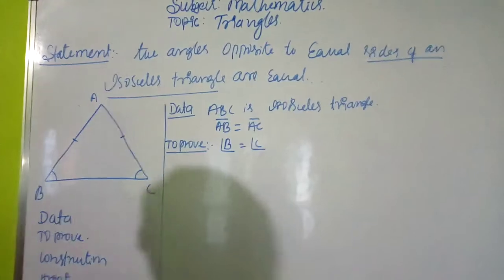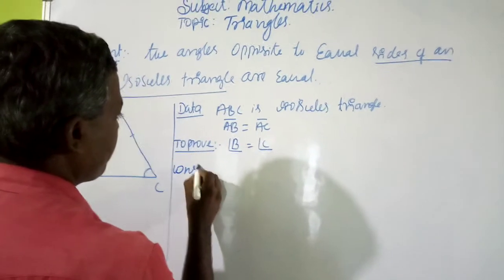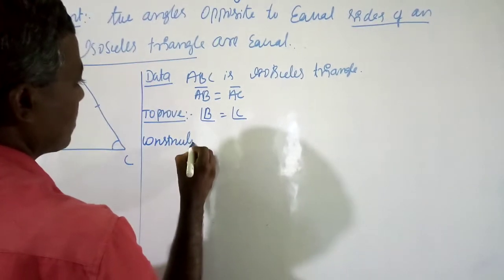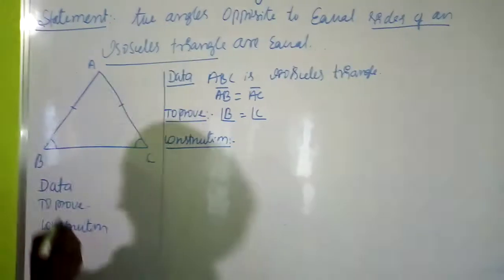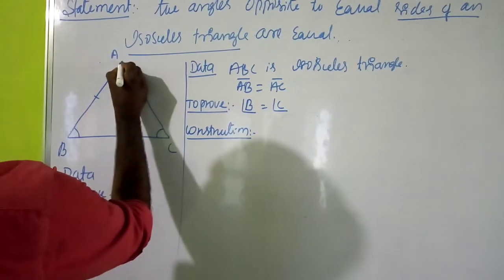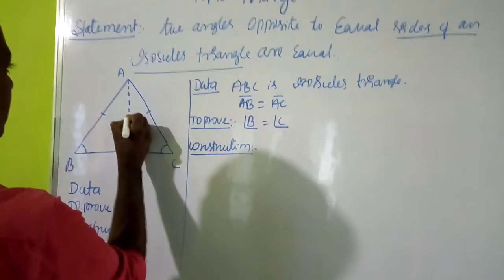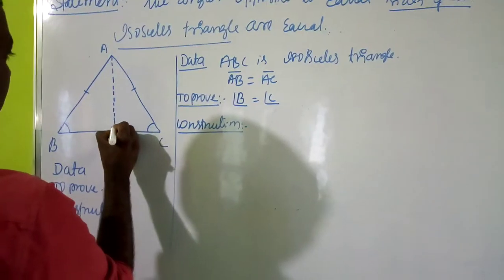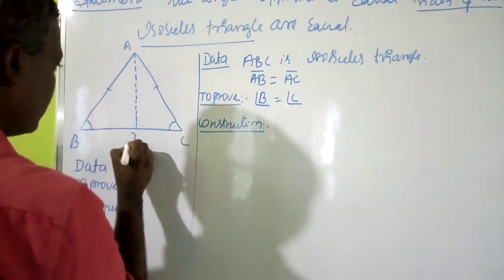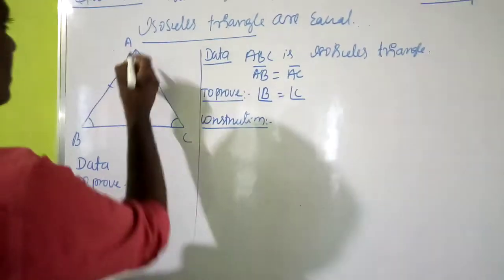So for this we should make a small construction in the diagram. Construction: let us take the angle bisector of angle A in the triangle ABC. That meets a point D on BC. So that is the construction that we made.